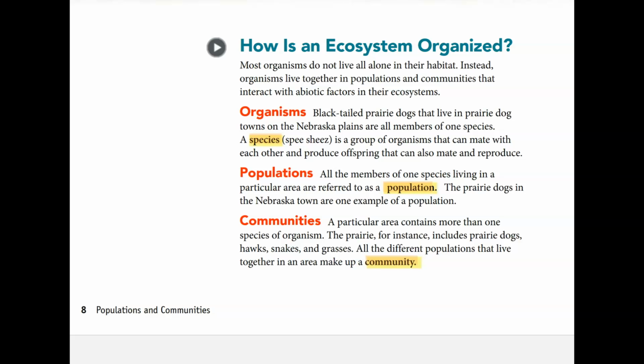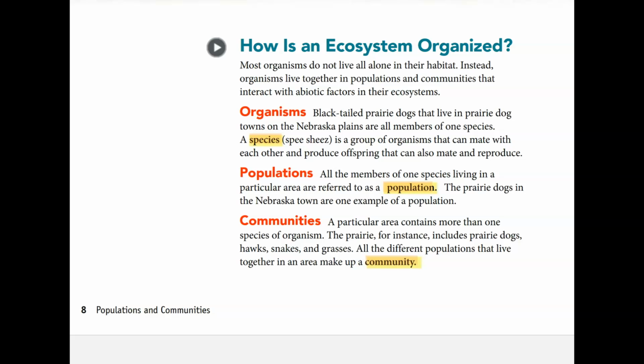Organisms. Black-tailed prairie dogs that live in prairie dog towns on the Nebraska plains are all members of one species. A species is a group of organisms that can mate with each other and produce offspring that can also mate and reproduce. Population. All the members of one species living in a particular area are referred to as a population. The prairie dogs in the Nebraska town are one example of a population.